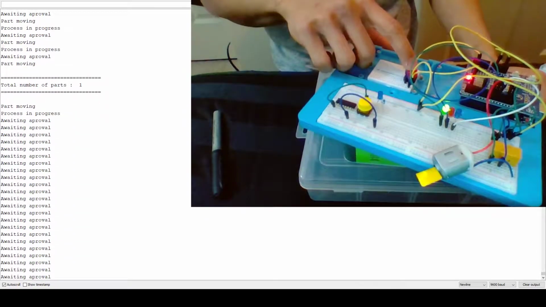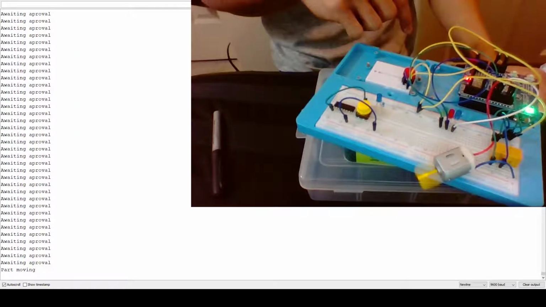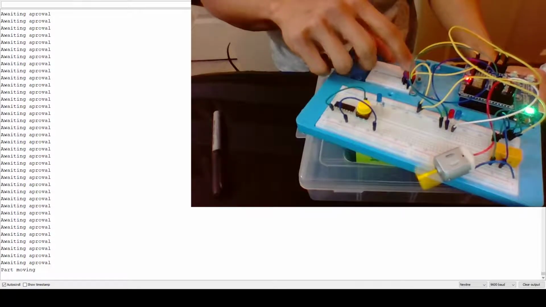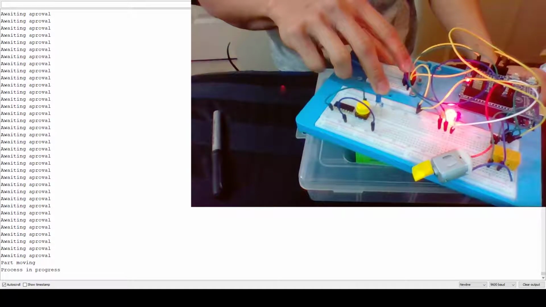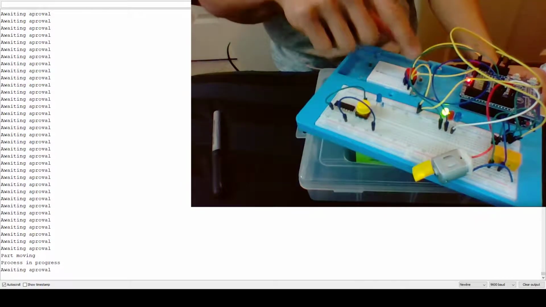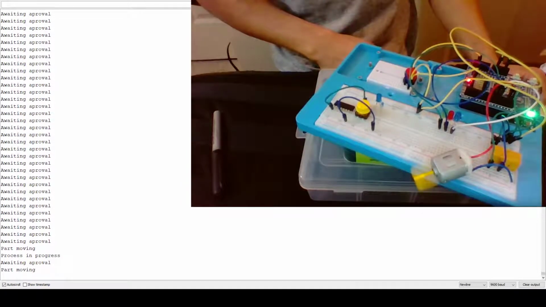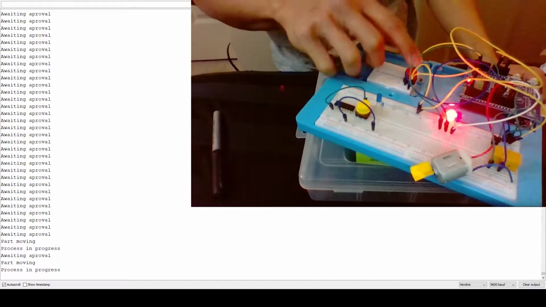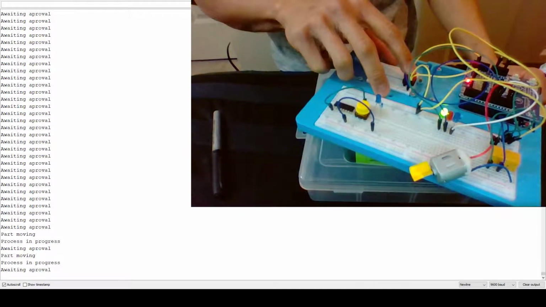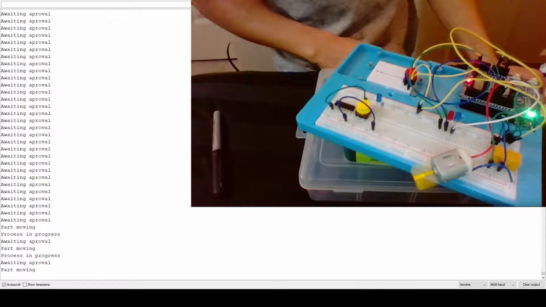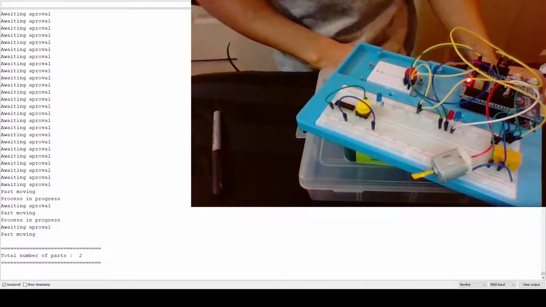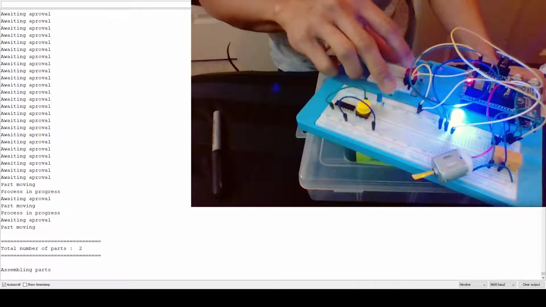So now we're starting to create the second part. Right now we're on the second process. Now we're waiting for approval. I'm approving. This is the third process of the second part. So now we're moving the part to the assembly bay. It shows that we have two parts.